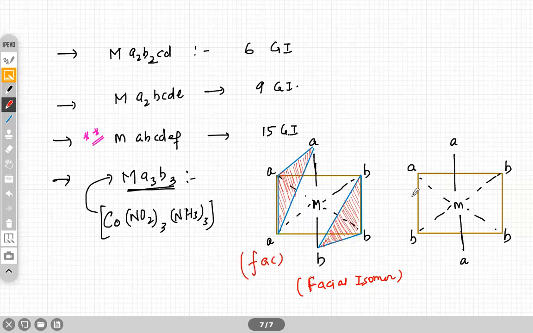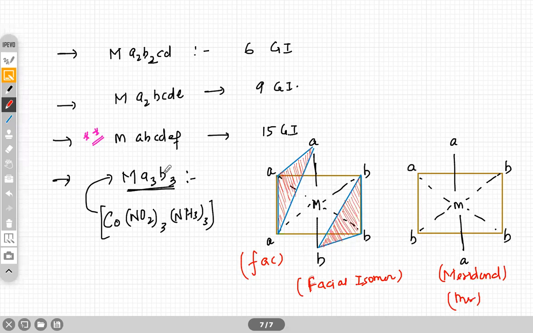In this one, the position of ligands are on the meridian of an octahedron. This position and this position, meridian of an octahedron, and this we call it as meridional isomer. Just this term you have to memorize, nothing much. FAC and MER in short.